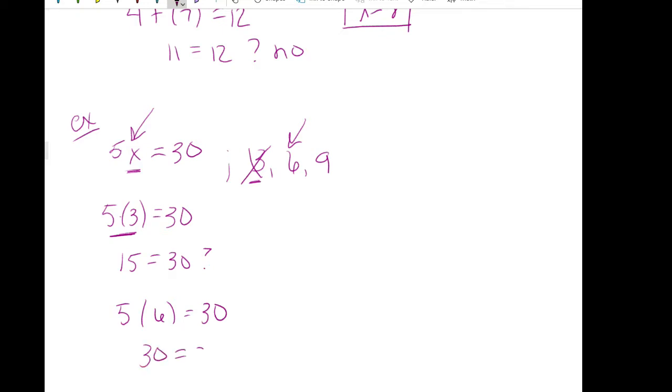Now we do have a statement that's true, which means I can stop right now. I have found the solution. The solution to 5x equals 30 is 6. I don't have to continue and try 9 once I have found one that works. Okay.